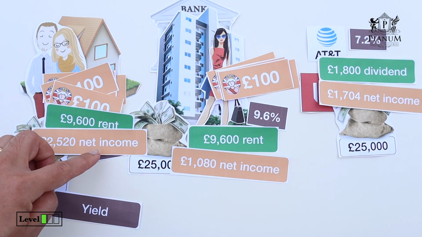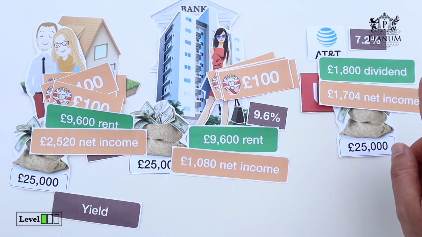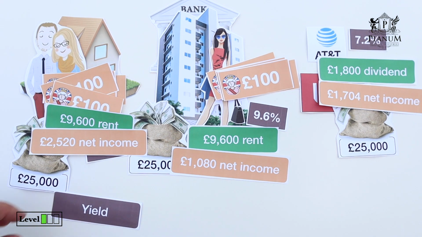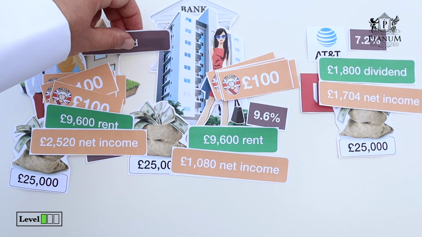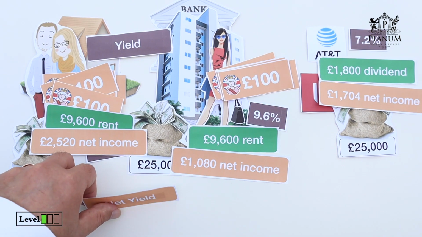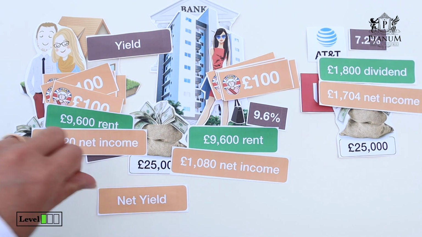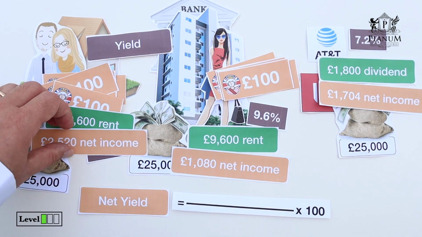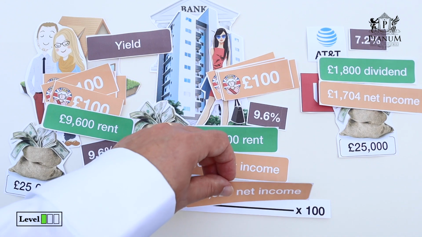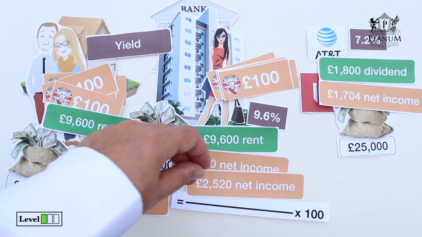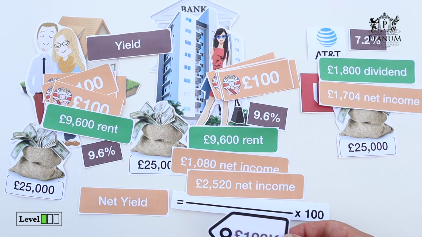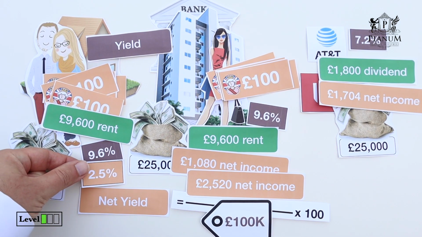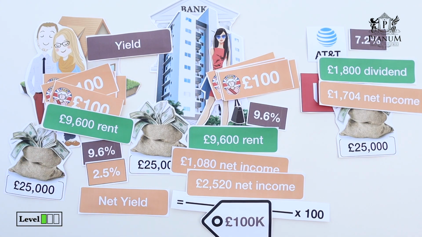Now, if you look at these figures again, you will soon realize that the single dwelling property is the best of the three in terms of your net income, followed by your stocks, followed by the flat. To be able to show this, we use a different marker called the net yield. Your net yield is calculated by dividing your net annual income, in this case £2,520, over your purchase price of £100,000, which in the example of the single dwelling house equates to 2.5%.